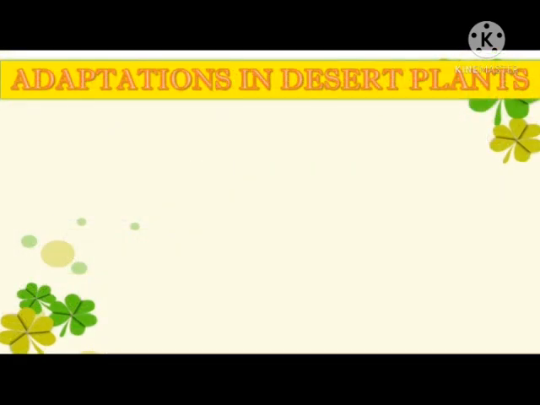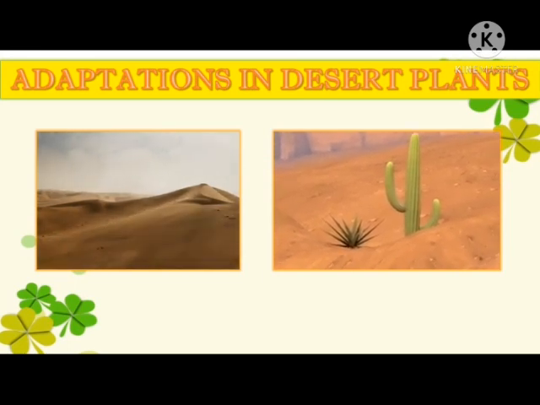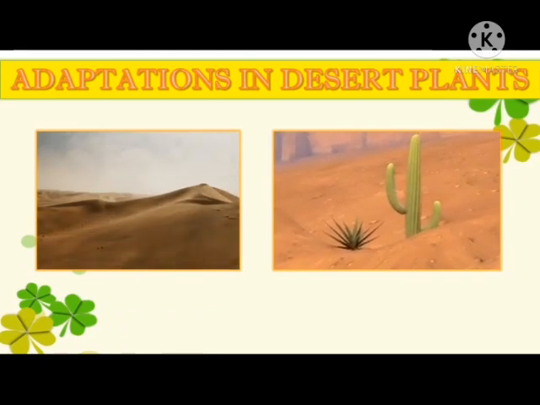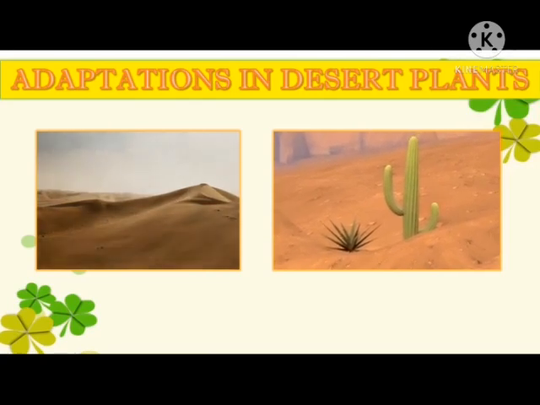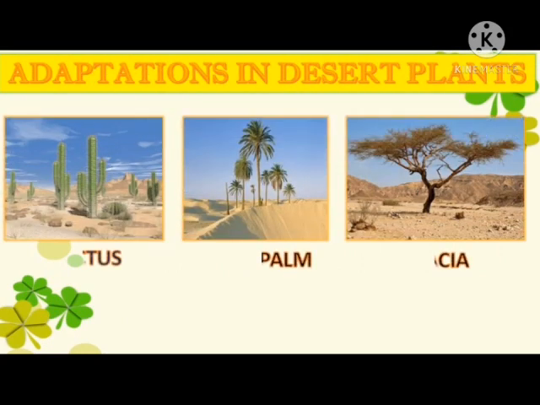Adaptations in desert plants. Deserts are the areas that receive little or no rainfall. It is very hot, dry, and sandy in deserts. Due to less rainfall, little water is available in the soil. Thus, plants in the desert regions adapt themselves to obtain water from the soil and prevent loss of water. Cactus, date palm, and acacia are a few examples of desert plants.